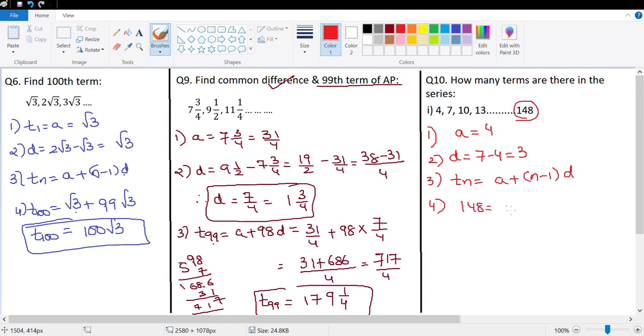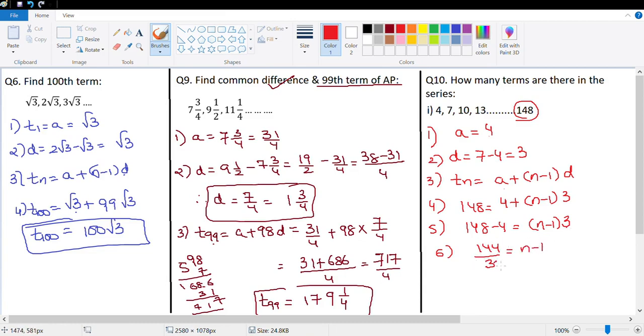148 is equal to A, in this case 4, plus n minus 1. We don't know the value of n. And D in this case is 3. Let's open this bracket and see what we get. So I have 148 minus 4. If I take 4 on this side, this is equal to n minus 1 times 3. This is equal to 148 minus 4. That's 144 divided by 3 would be equal to n minus 1. I have divided both sides by 3 to remove this 3 from here.